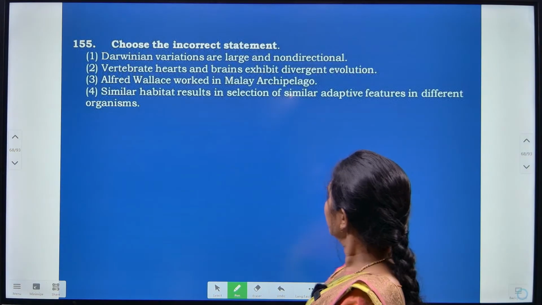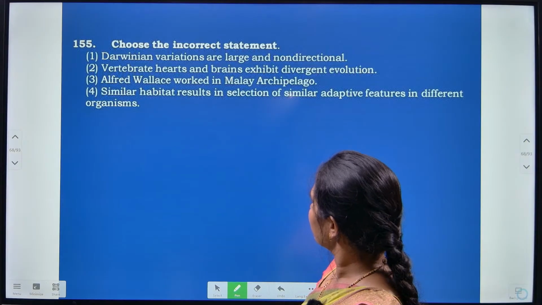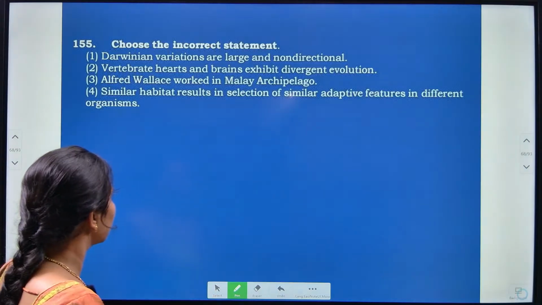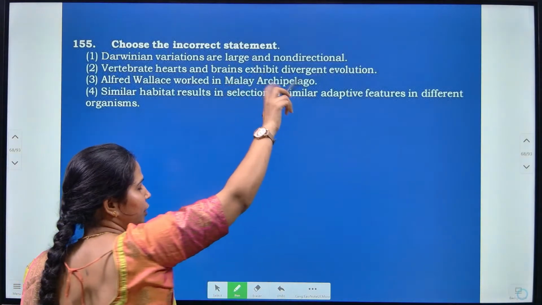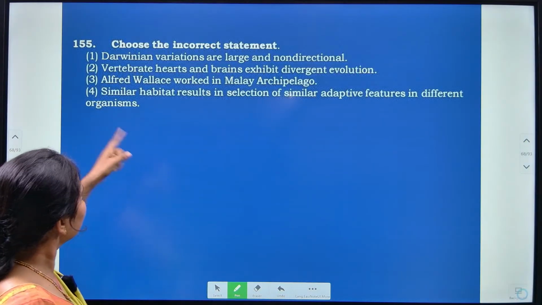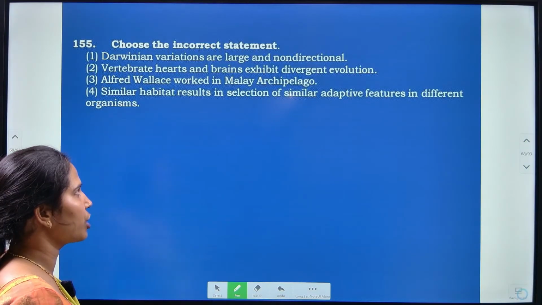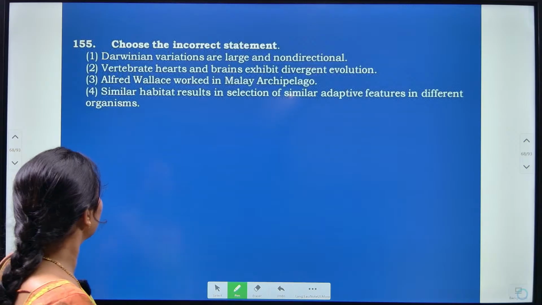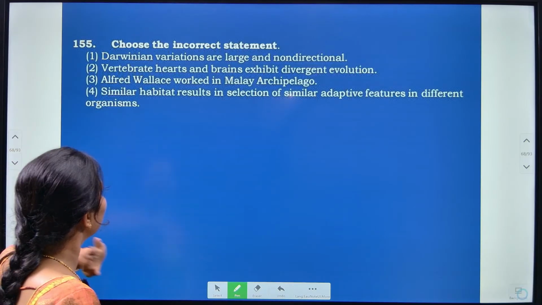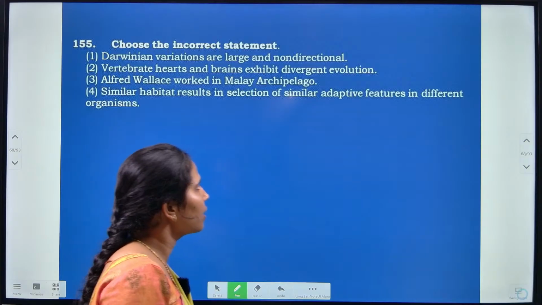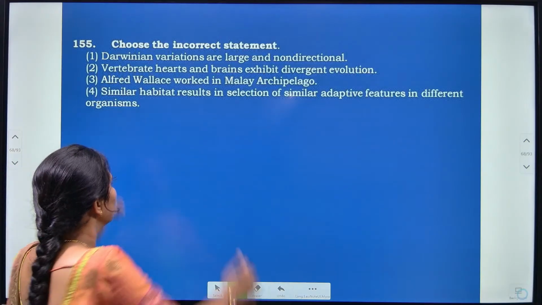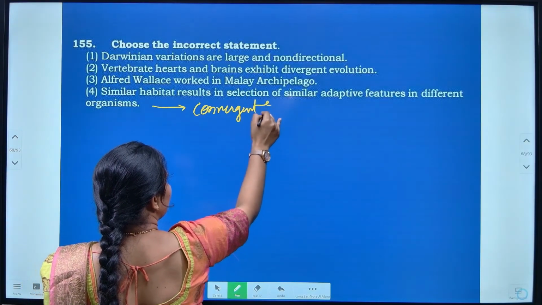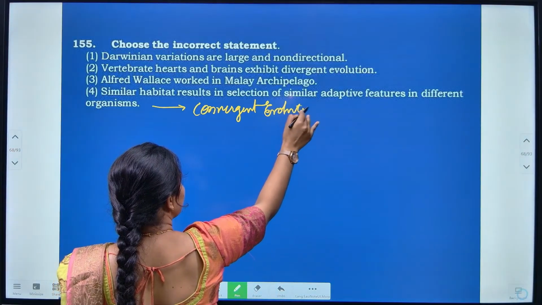Now choose the incorrect statement here. Darwinian variations are large and non-directional. They are not large here. I will tell you. First I will read the questions, right? So vertebrate heart and brains exhibit divergent evolution. Yes. Alfred Wallace worked on the Malay Archipelago. Fourth one is similar habitat results in the selection of similar adaptive features in different organisms, which is going to be convergent evolution. It is a convergent evolution here.